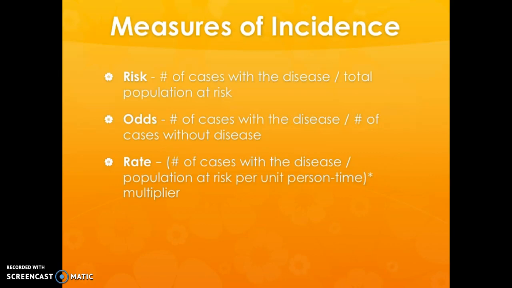And then we have rate, which is the number of cases with the disease divided by the population at risk per unit time, and that can be per unit person time, and that can be person years, person days, and then that's times a multiplier. So this is described as the cases per, say, 1,000 person years or 100 person years, and it's between 0 and 1. And it has a different scale than the risk because you're using time in the denominator.